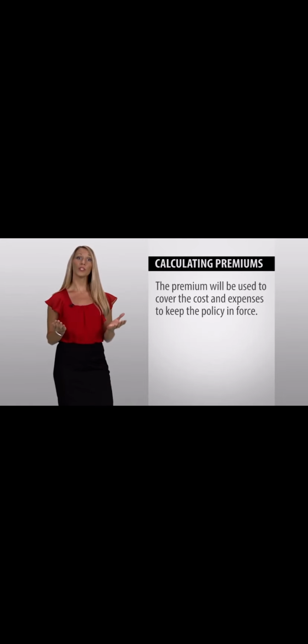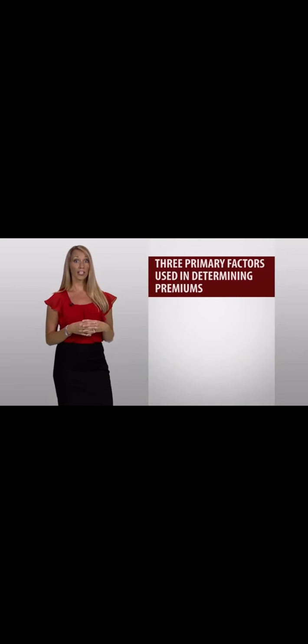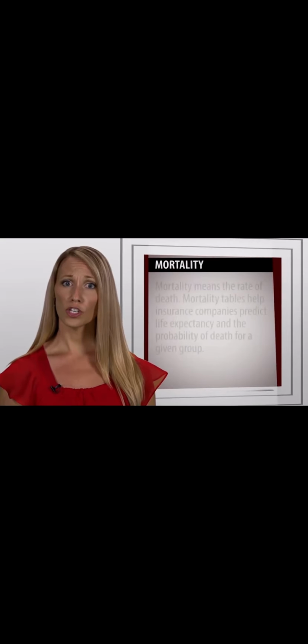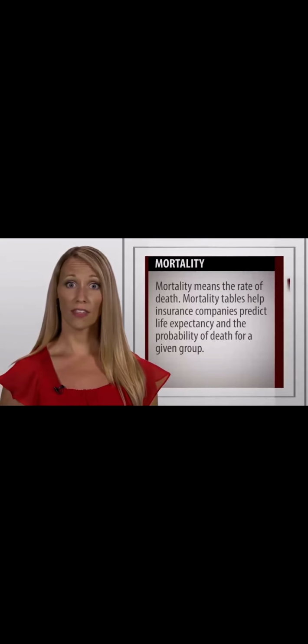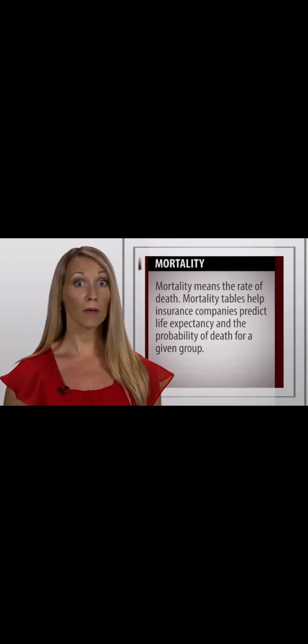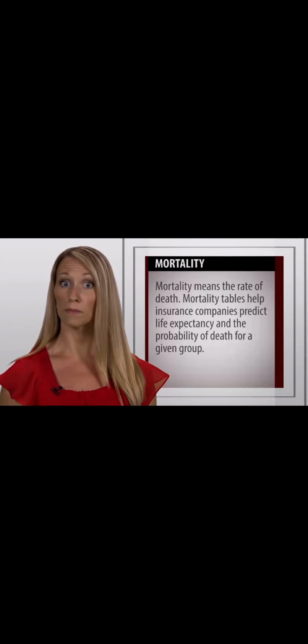The premium will be used to cover the cost and expenses to keep the policy in force. There are three primary factors used in determining premiums: mortality, interest, and expense. Mortality. The term mortality means the rate of death. Mortality tables help insurance companies predict life expectancy and the probability of death for a given group.